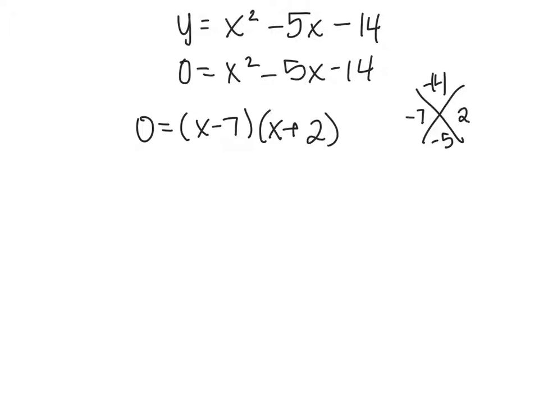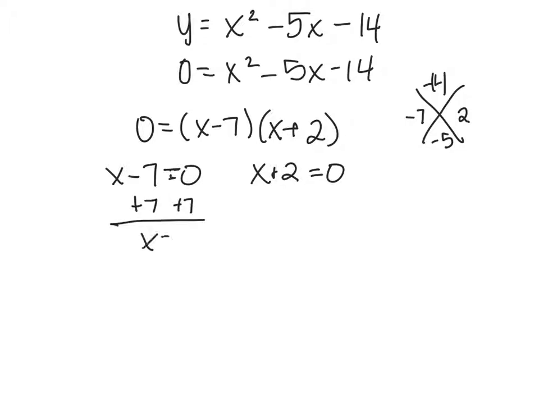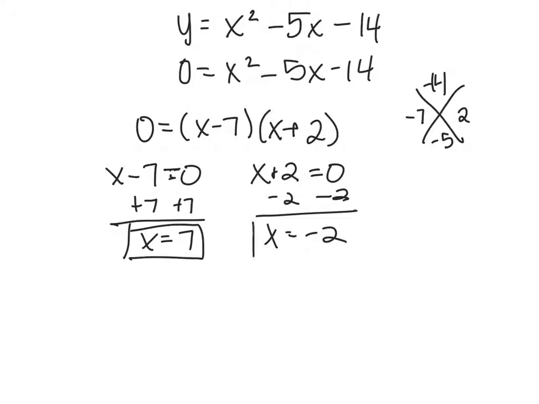So I have x minus 7 times x plus 2 equals 0. And now the third step says I can use the zero product property. So x minus 7 equals 0 and x plus 2 equals 0. And I'm going to solve. So the first equation I'm going to add 7 to both sides, and I get x equals 7. And the next equation I'm going to subtract 2 from both sides and get x equals negative 2. So my two solutions are x equals 7 and x equals negative 2.